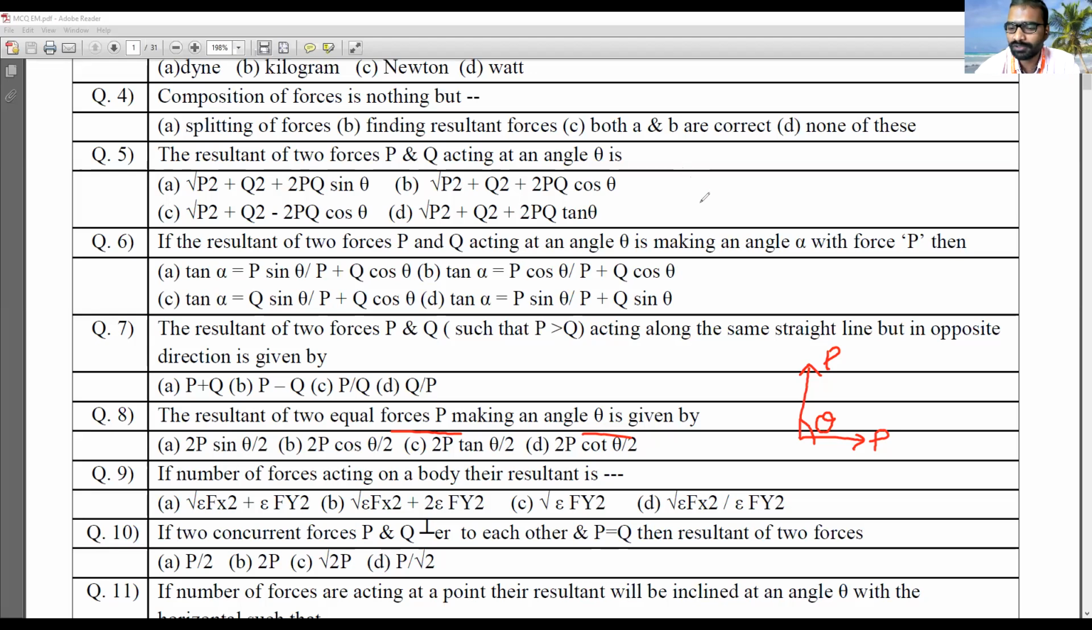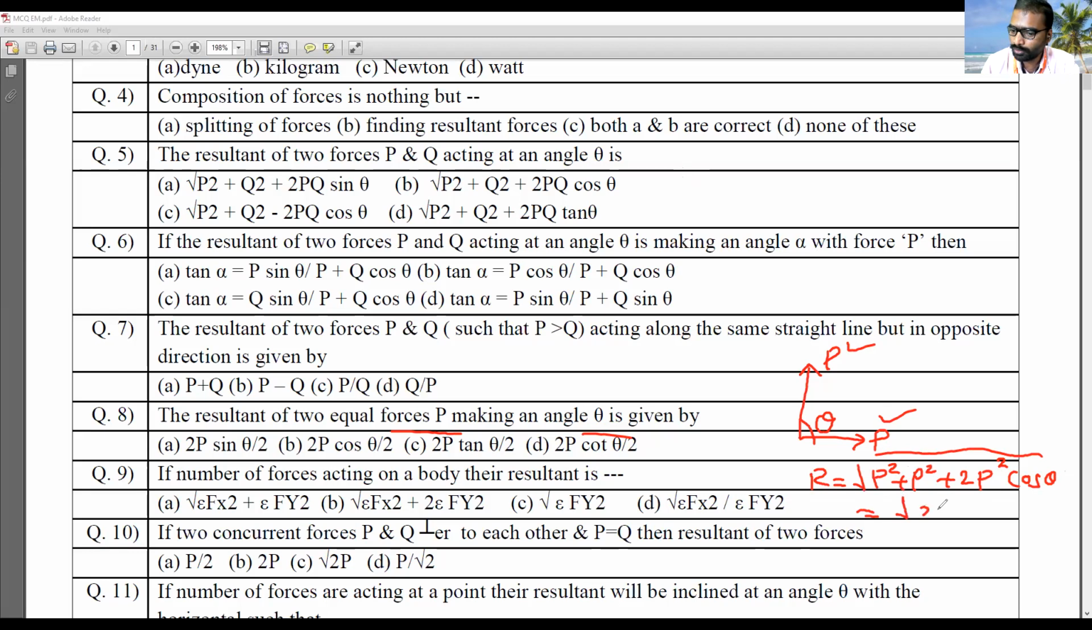See, I have derived this one in the last class. Whenever these two forces F1 and F2 are same, the resultant is equal to the square root of P square plus Q square plus 2PQ cos theta. Q is nothing but also P. So 2P square cos theta. So P square plus P square is 2P square, plus 2P square cos theta.